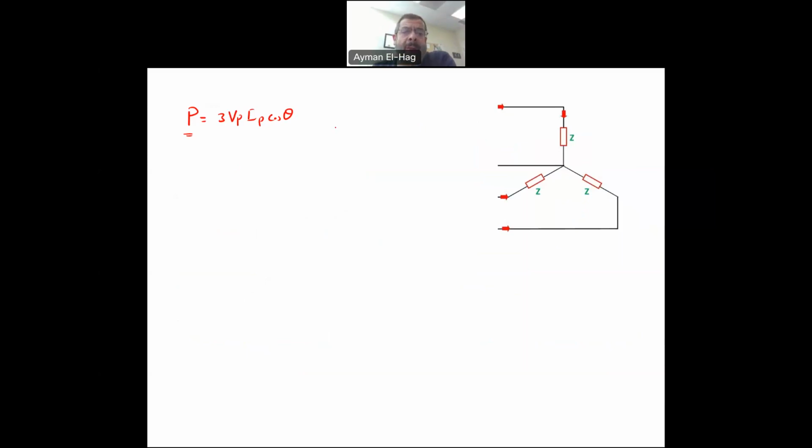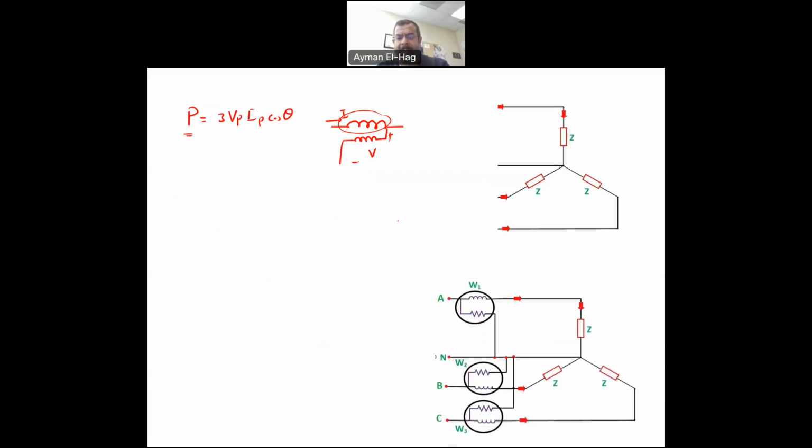And basically we use the wattmeter. We mentioned the wattmeter before, and the wattmeter is nothing but a device that has two coils, one for the current and one for the voltage. So that is the coil for the current, and this is the coil of the voltage. We connect the current coil in series, and we connect the voltage coil in parallel with the voltage of interest.